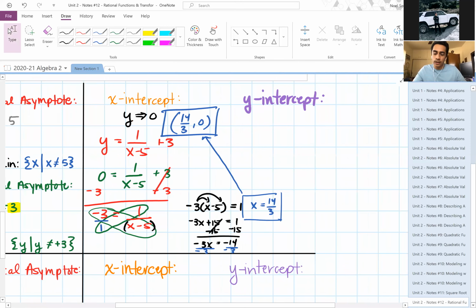I will always prefer it in the fraction form. You'll see work from you having to turn it into the decimal form. So please leave it as fraction form.